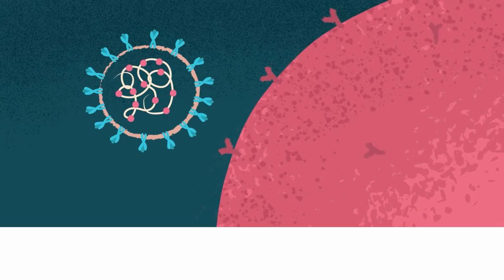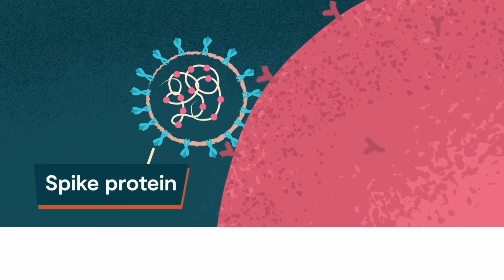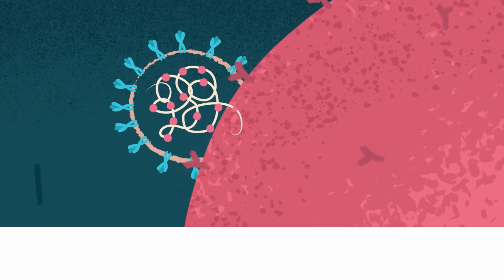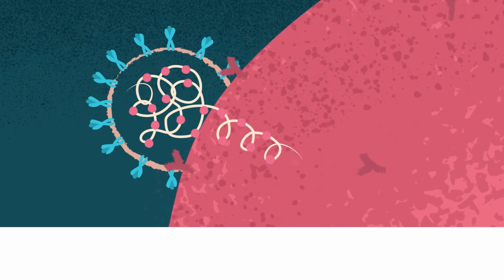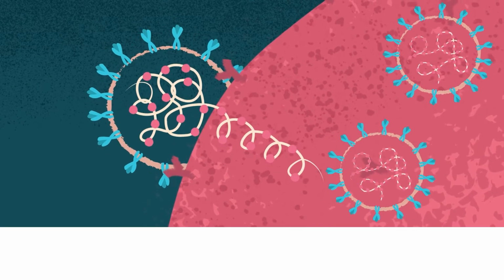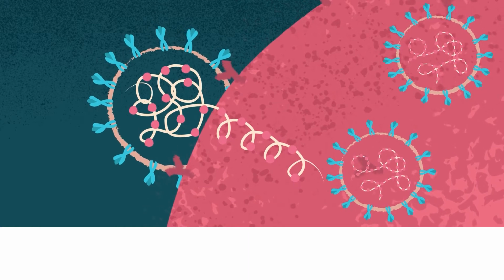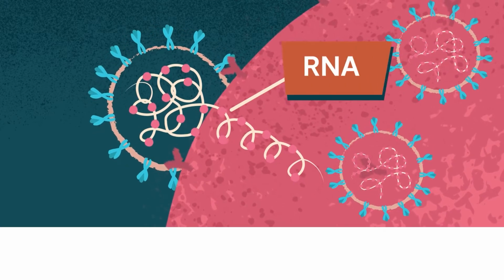The outer shell of the coronavirus is covered in spike proteins that it uses to infiltrate our cells. Once inside, the virus hijacks the cell's machinery to make copies of itself, using its own genetic instructions. For the coronavirus that causes COVID-19, this genetic material is RNA.